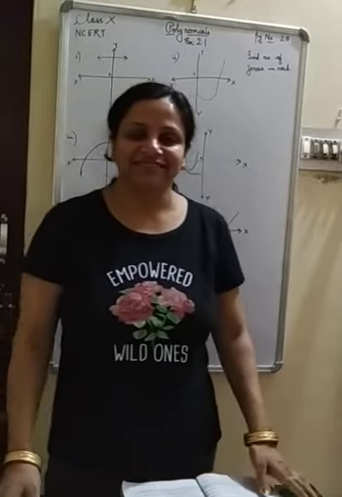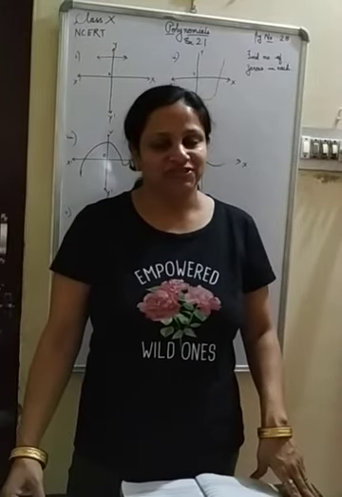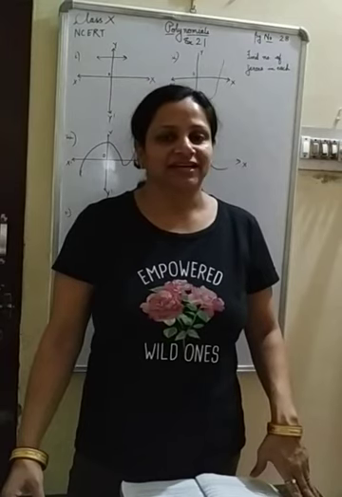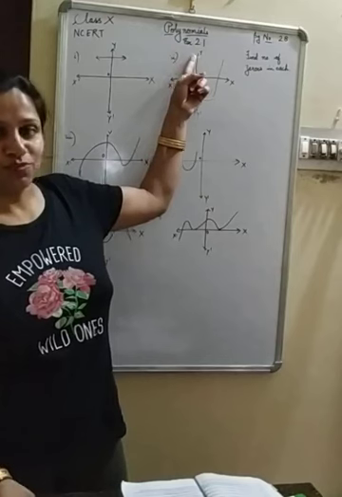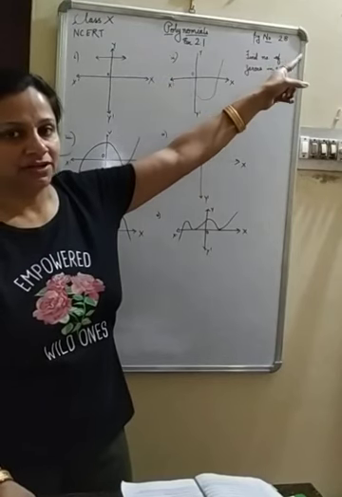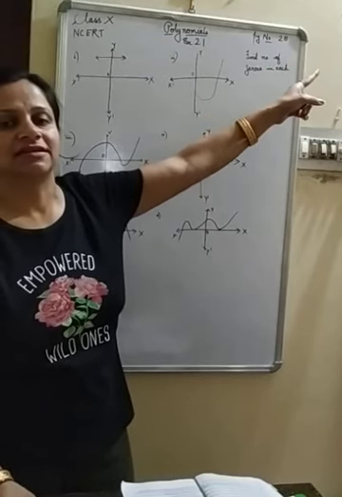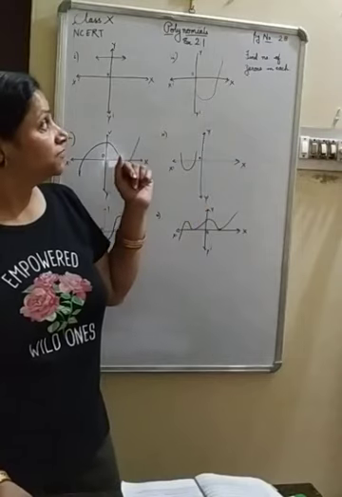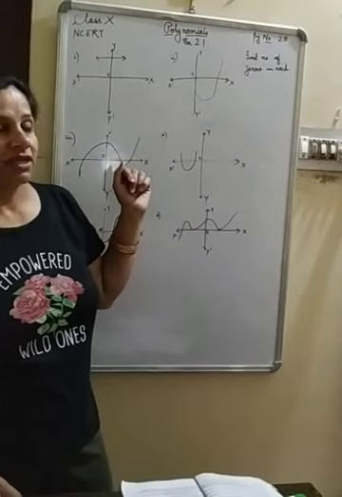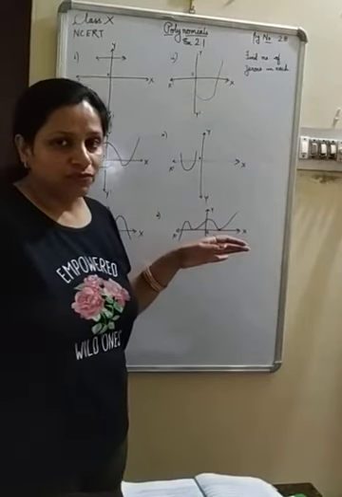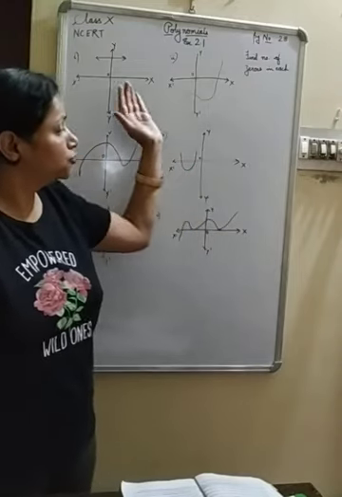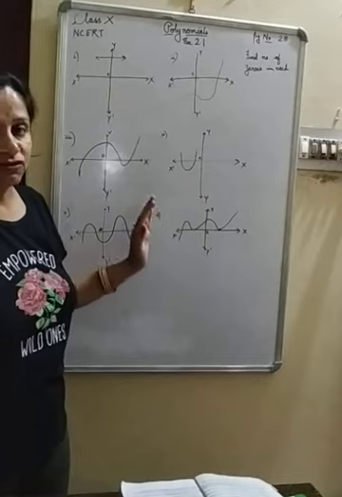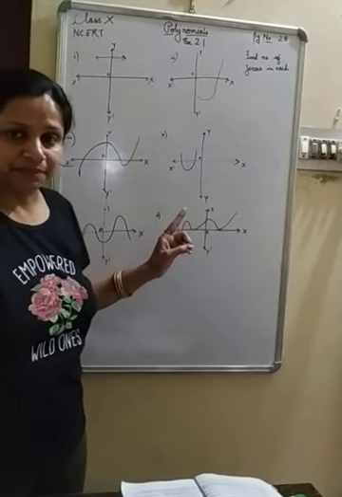Hello everyone, this is Preeti Garg and today we are going to do class 10th polynomials exercise 2.1, page number 28 of NCERT. Now if you see the question, some graphs are given to you and you are asked to find the number of zeros in each of these cases. We have to find the number of zeros.